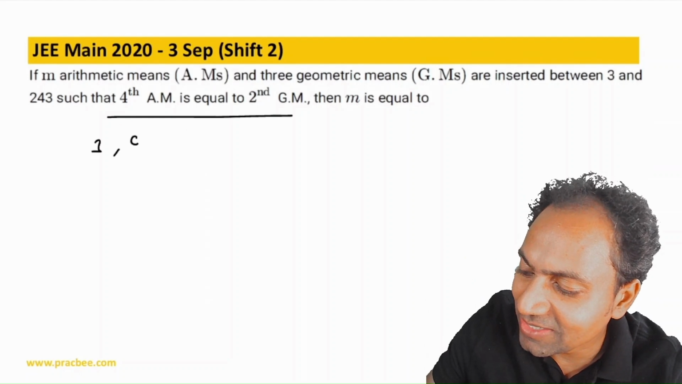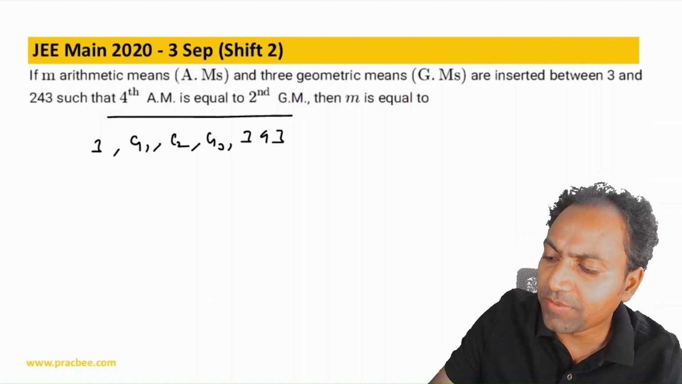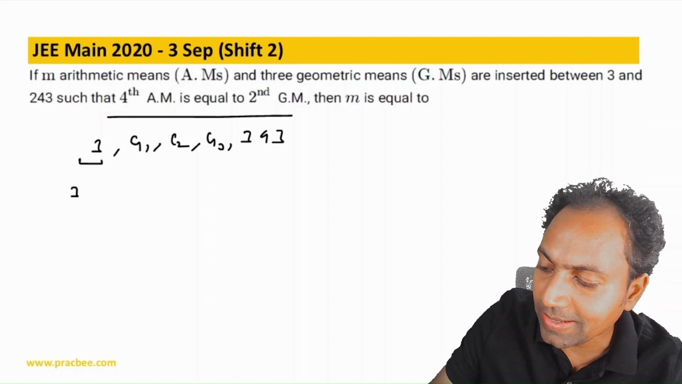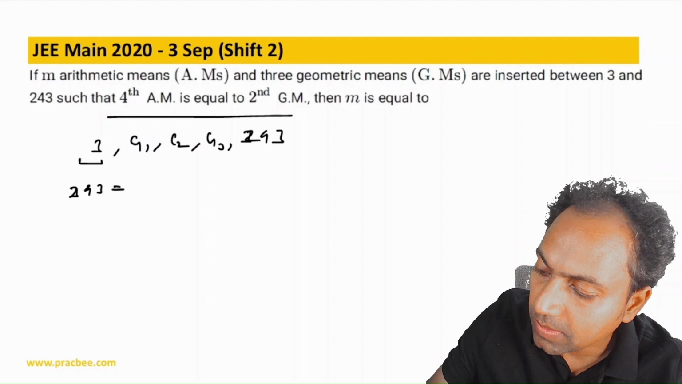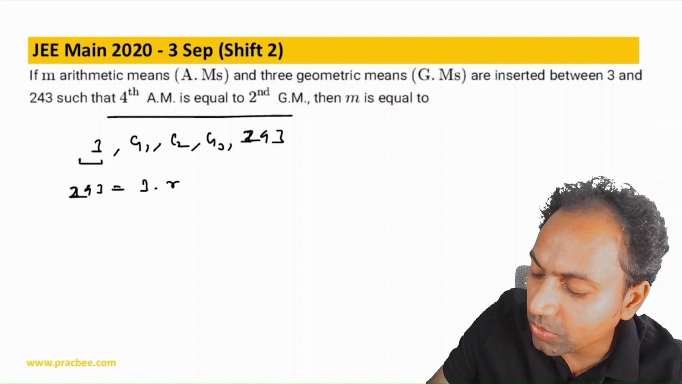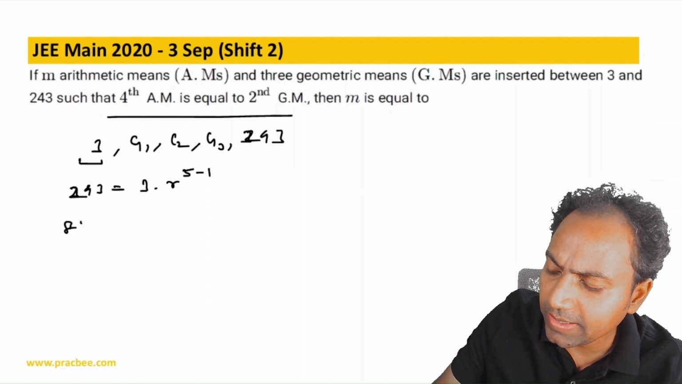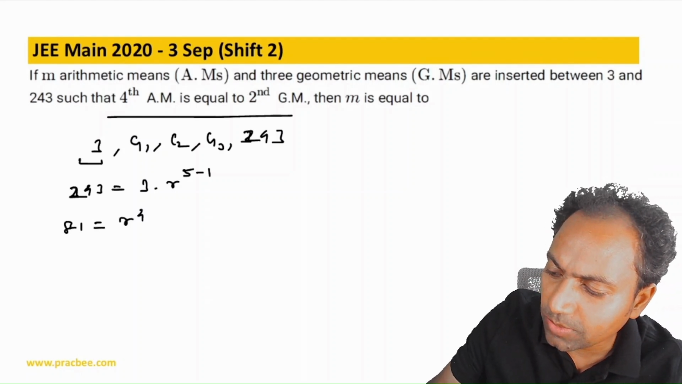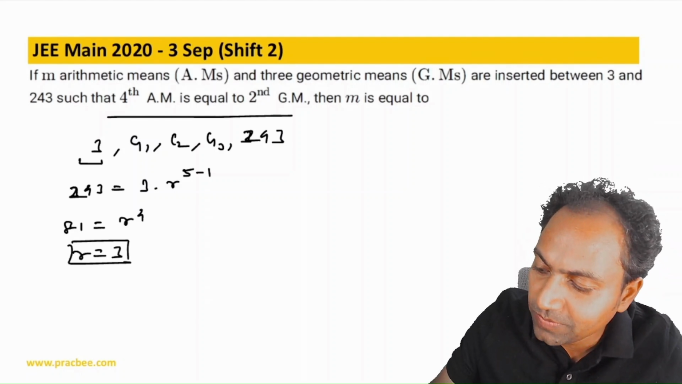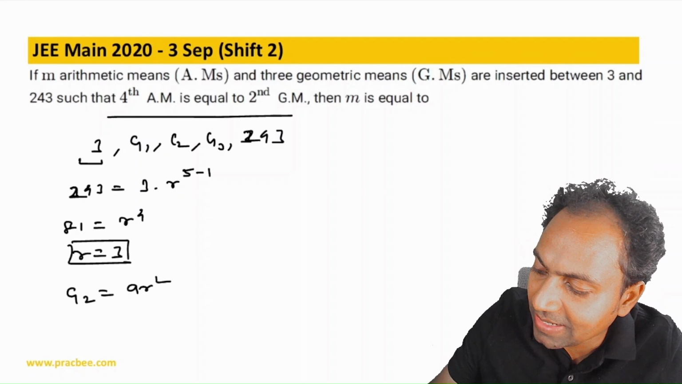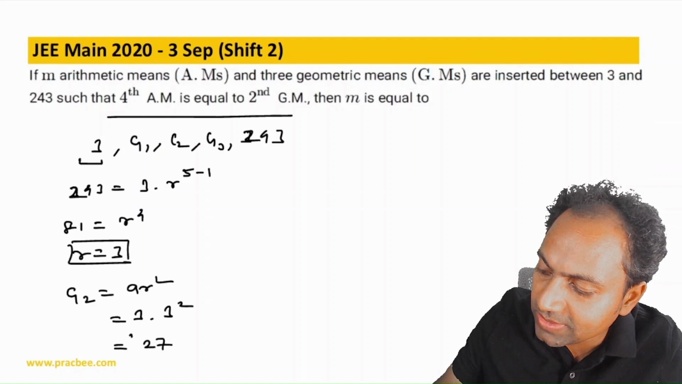So there are 3 geometric means 1, 2, 3 and then 243. So if I want to find the value of R, I can write 243 is equal to A into R raised to the power 5 minus 1. So if you solve this, this is 81 is equal to R raised to the power 4, R is equal to 3. So once you've got the value of R, now you can get the value of G2. So G2 is nothing but AR square, where A was 3 and R is also 3. So this becomes nothing but 27.